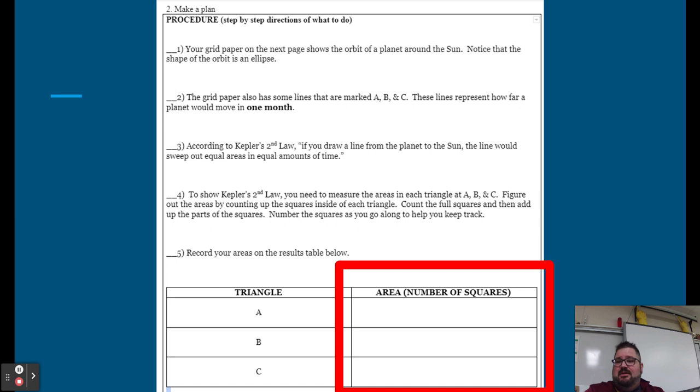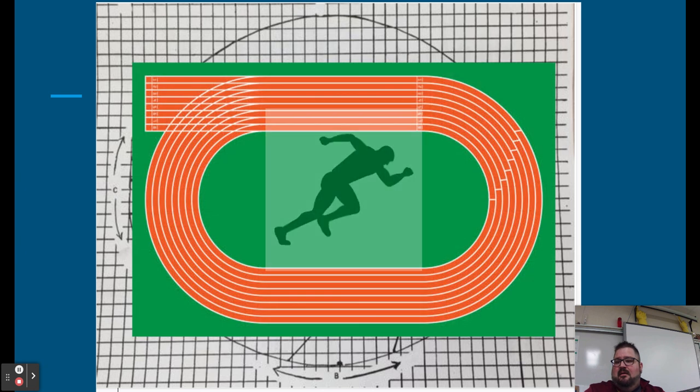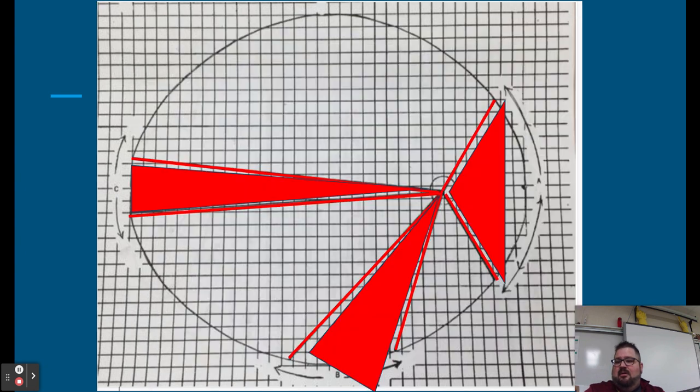What you're going to do is count squares and then try to figure out the area of those triangles. Here are the squares that you're going to be counting, and you can count them right on the screen. These are the three squares that you are looking to count, and you can count these squares literally on the screen.